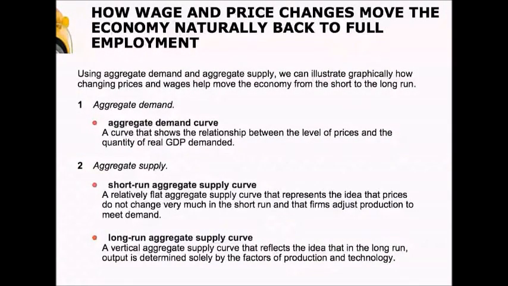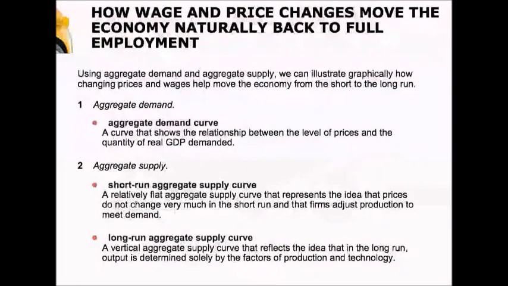Another is our aggregate supply curve, both in the short run, which is relatively flat, because it represents the idea that prices are relatively constant, and firms adjust production to meet demand. And we have the long run aggregate supply curve, which is vertical and reflects the idea in the long run that output is determined by factors of production and technology, or the production function. In other words, output is always going to be equal to potential output in the long run.